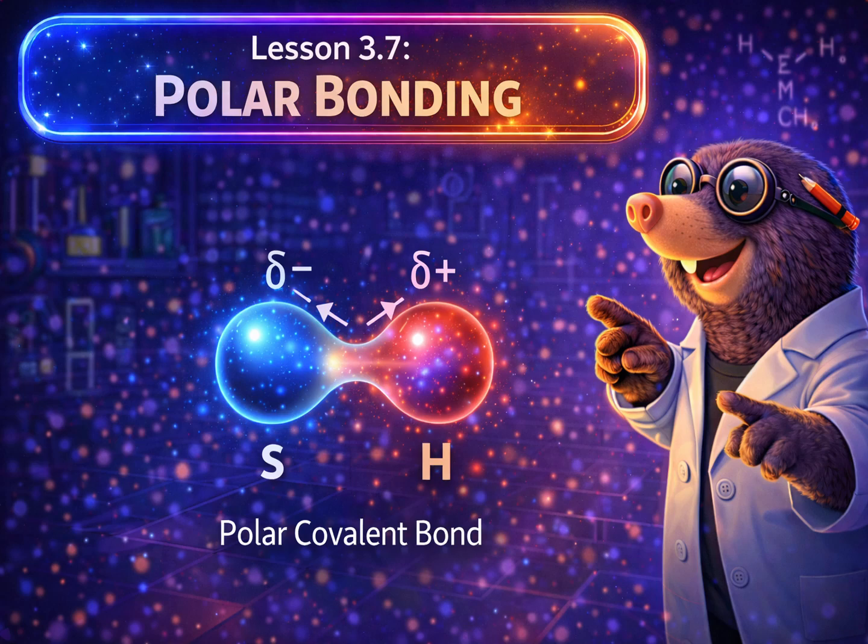We'll then look at how molecular geometry determines whether the entire molecule is polar or if the bond polarity ends up canceling itself out. By the end of the lesson, you'll be able to analyze both bond polarity and molecular symmetry to decide whether a molecule is polar overall.